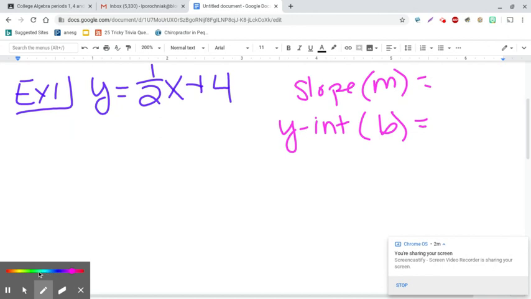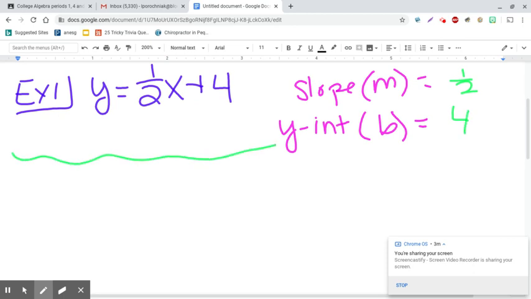Your m is what comes before your x. So for our slope, we would have 1/2. Your y-intercept is your b, or your last number. This is a plus 4, guys, which means my y-intercept is a positive 4. I'm done, guys. That's it. I'm just labeling my slope and my y-intercept right now. All right, let's try another.